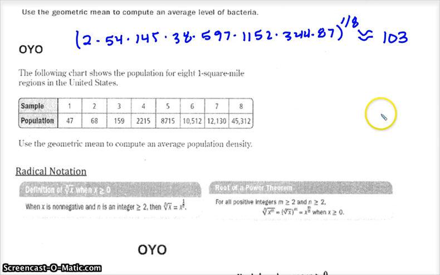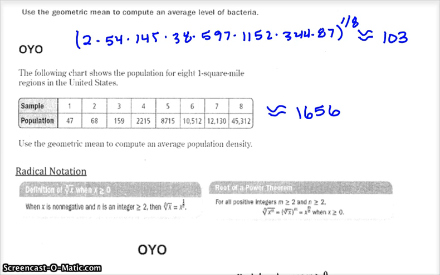After you've done the problem on your own, you should have seen that when you multiply all of the numbers in the set and take it to the 8th root, you should get approximately 1,656. The geometric mean is often used when the numbers are widely spread apart. This helps get rid of outliers and gets a true measure of the center of a data set.